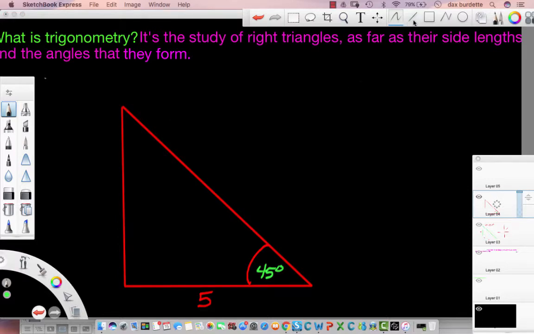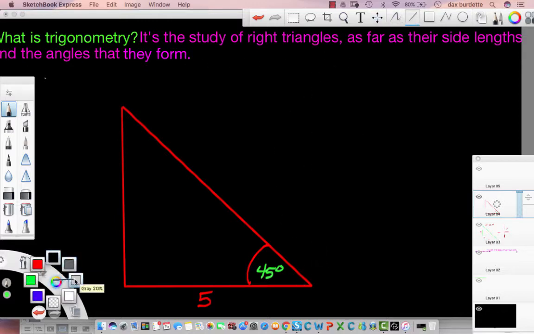Well, before we actually learn how to do that, I'm going to show you that in the next video. Let's actually talk about what's happening with this. Okay, so trigonometry is the study of right triangles as far as their side lengths and the angles that they form. Okay, so let's delve into this.